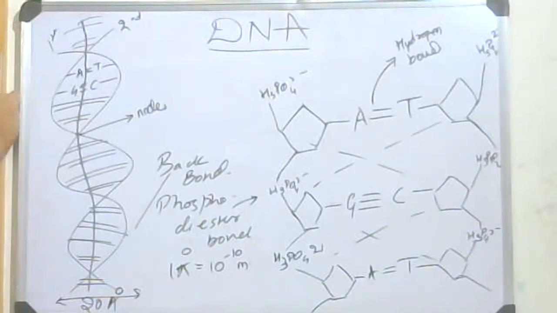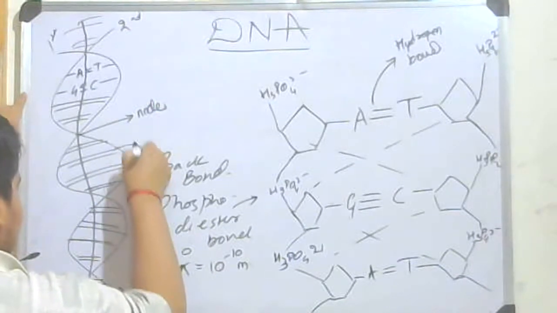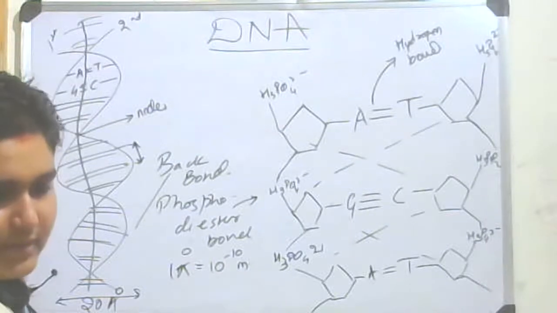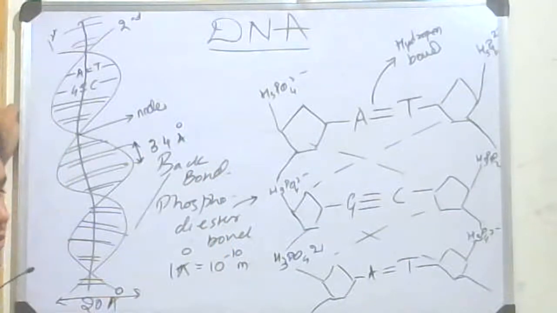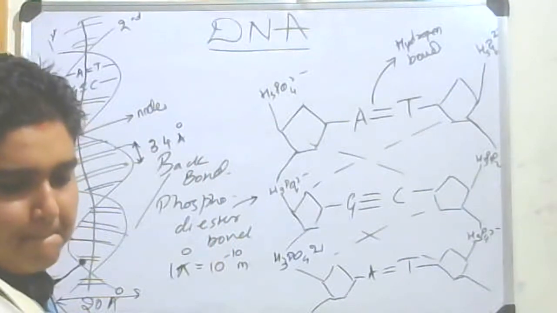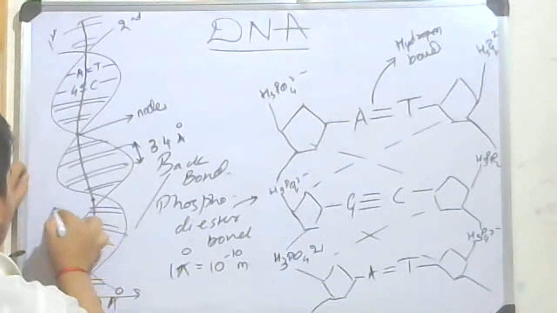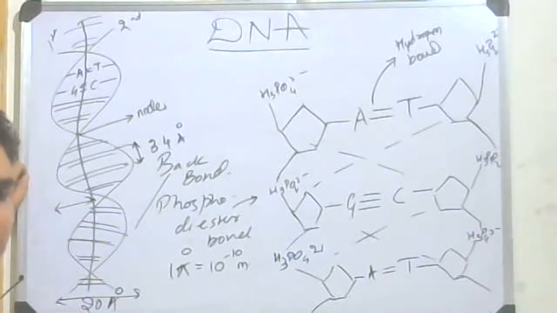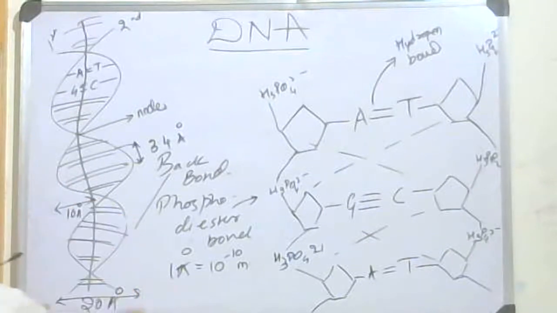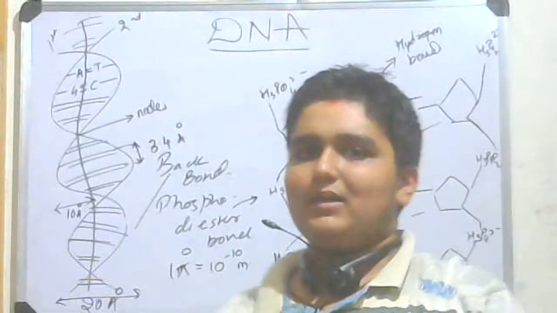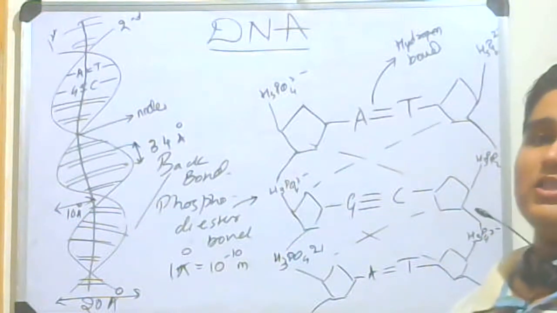Okay. Then between any of the two nitrogen bases, this distance is calculated to be 3.4 angstrom. And from the central axis, from over here maybe, this distance is calculated to be 10 angstrom. Obviously, I have 20 angstrom as a diameter, and this looks like a radius to me, so obviously it is 10 angstrom.